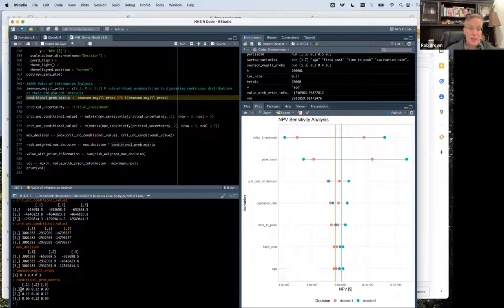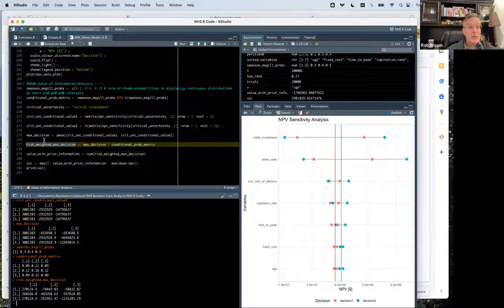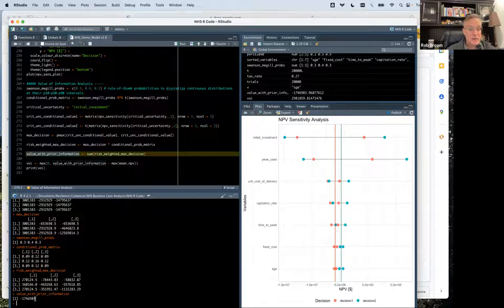And I now apply that probability at each tuple to the max decision matrix on the associated tuple. Then I sum over the entire matrix. And that gives me the number 1.74 million or so. Now, the value of information is not the value with prior information.